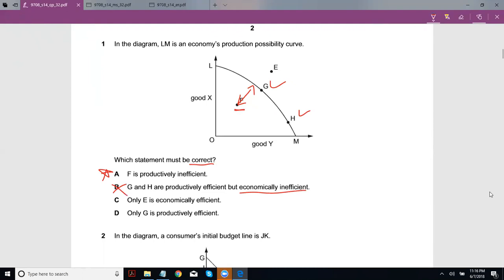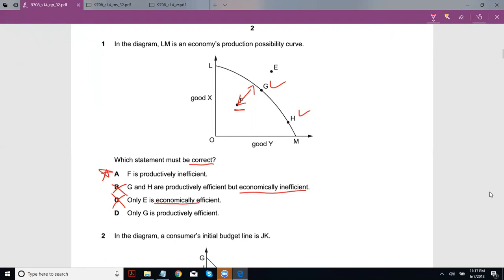Only E is economically efficient. Well, again, with economic efficiency, you take into account allocative efficiency, which you really can't tell from the diagram. For an economy, allocative efficiency is where no redistribution of resources can make someone better off without making someone else worse off. So it's a question of where you position yourself on the PPC, but we can't simply tell that by looking at the diagram.